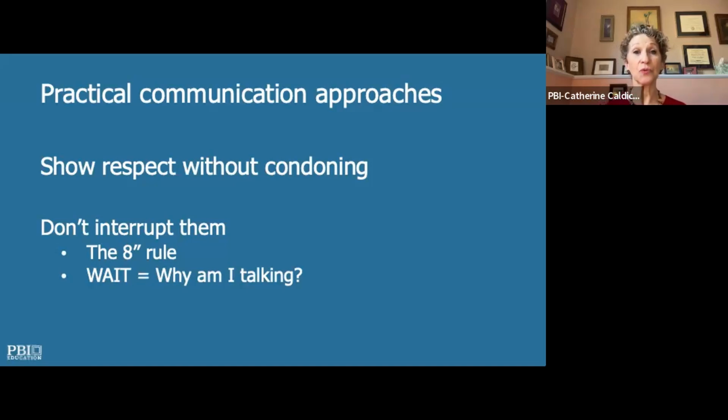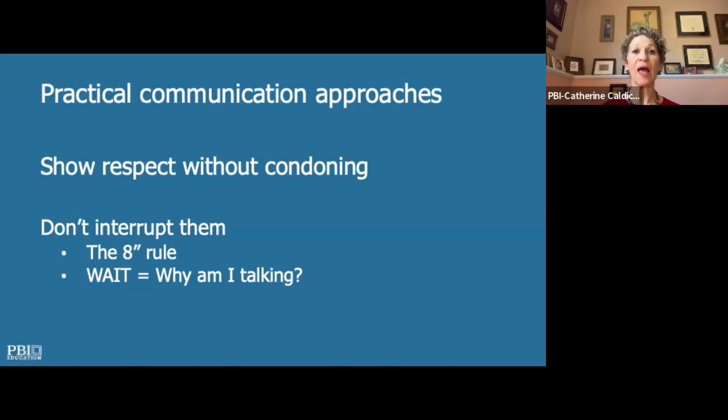Here's the 8-second rule, which means if you're about to say something, just stop. Don't say anything for 8 seconds. Okay, it could be 7, it could be 9, it could be 10. Count to something. The point is, if you feel like you're about to open your mouth, don't do it. Open your ears instead.